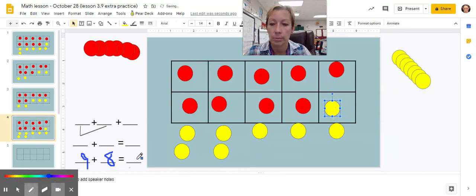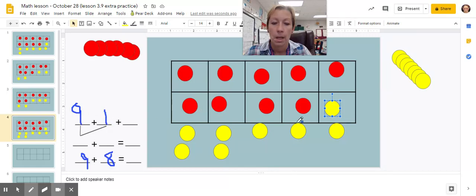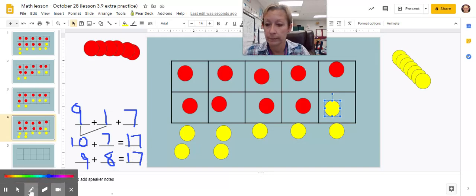And let's look at our numbers now. We started with 9. How many did we move? Just 1. And how many are left under the frame? 7. So 9 and 1 is how you made your 10. And don't forget about the 7. Now, make that 0 disappear, and you get 17. So 9 plus 8 is 17. All right, ready for one more?